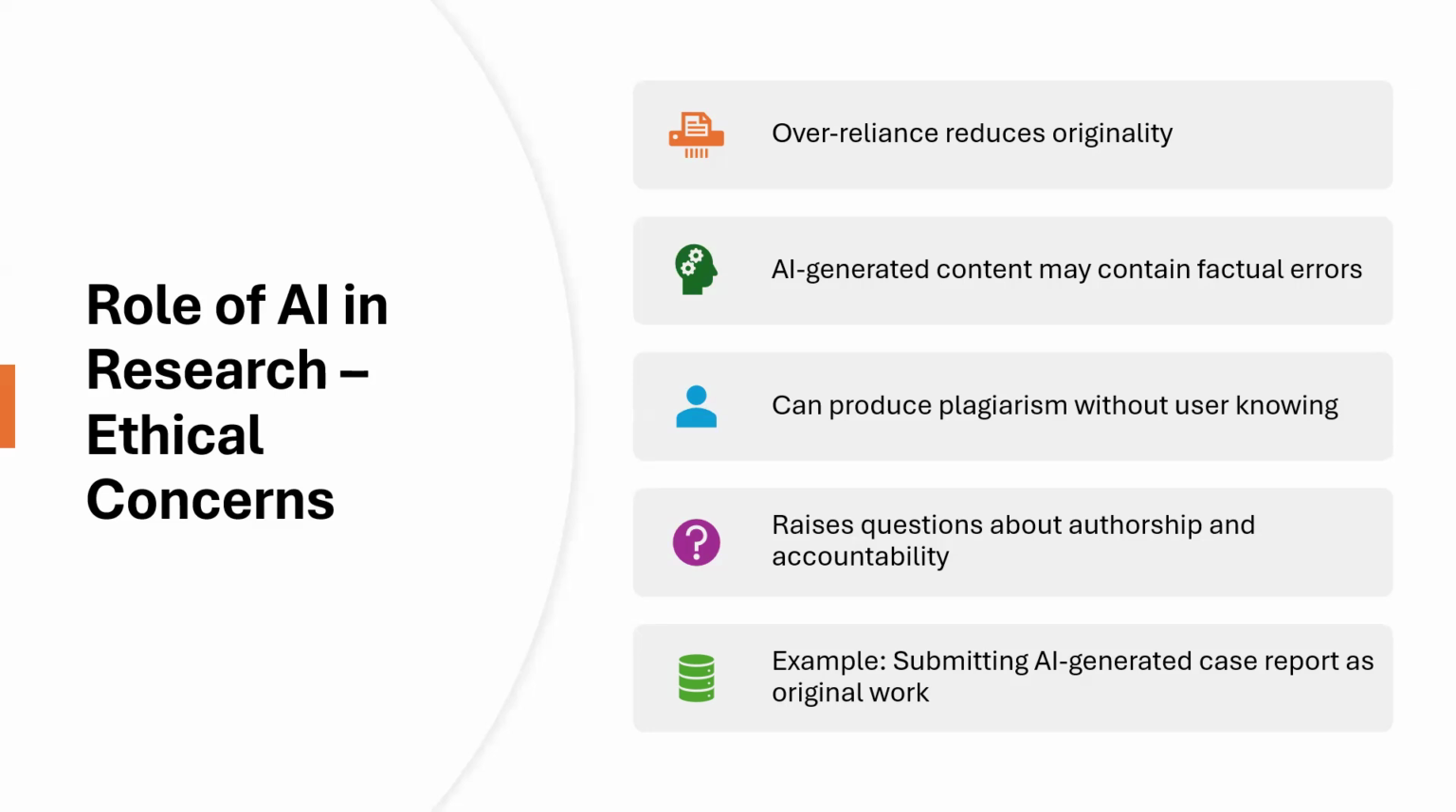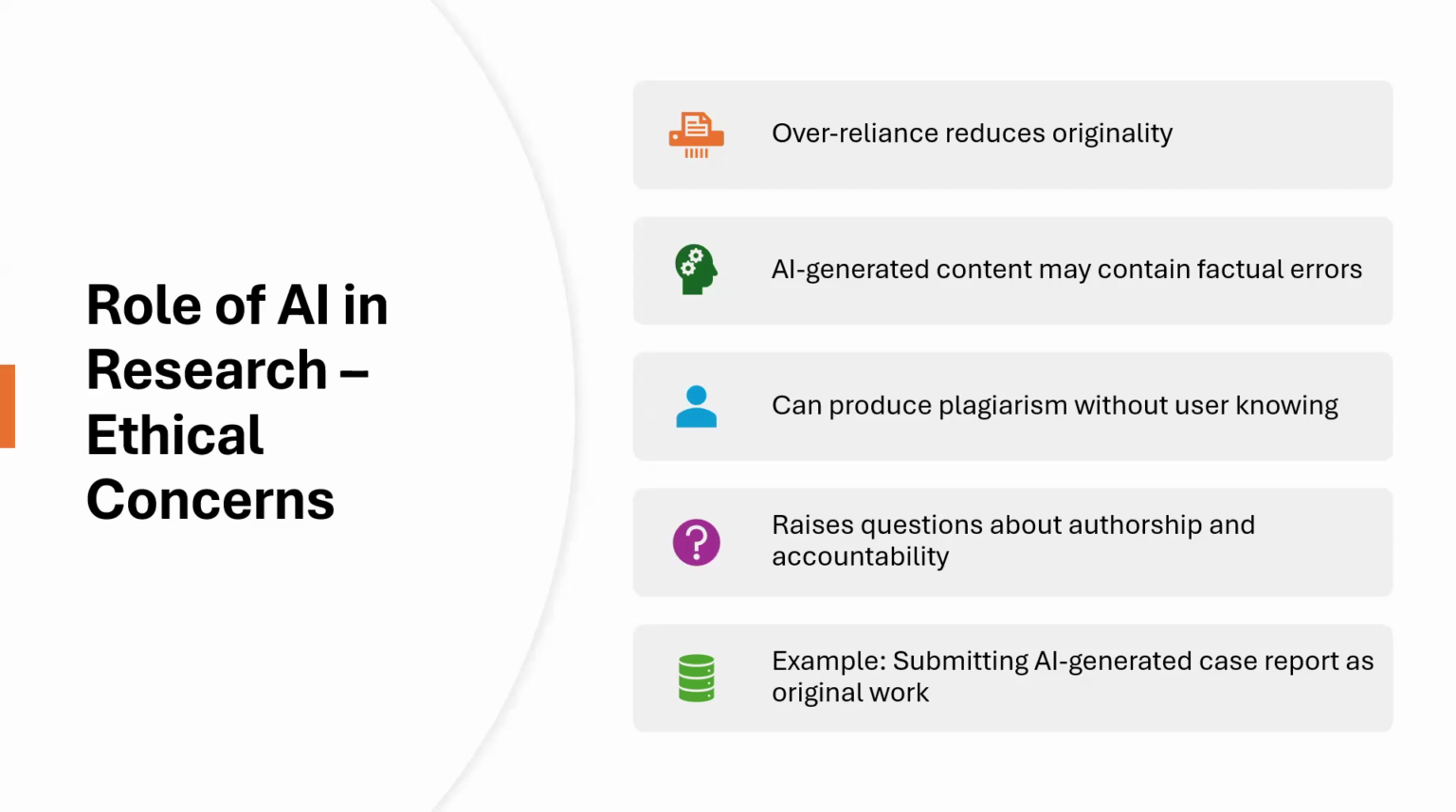And the second thing is that AI generated content may contain factual errors. There might be different errors in the AI generated content and references. If you get references for some article or some paragraph from AI, the AI might give you wrong references, and it can produce plagiarism without the user knowing. It can raise questions about authorship and accountability.